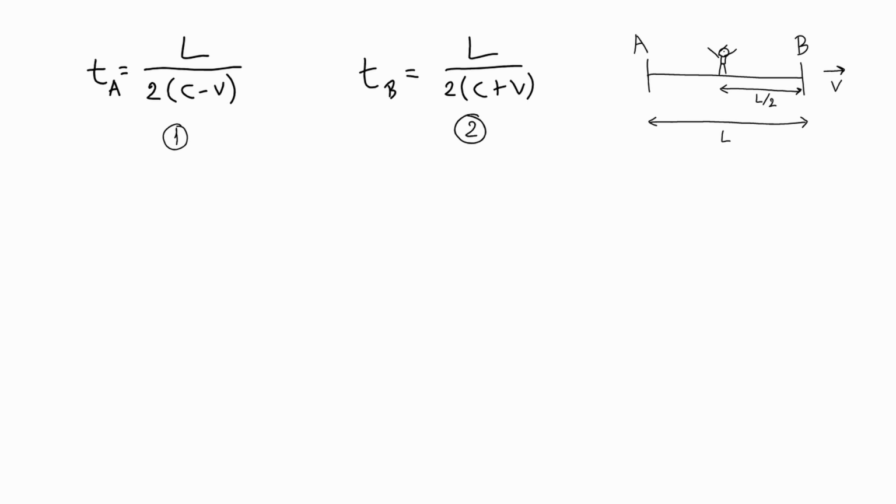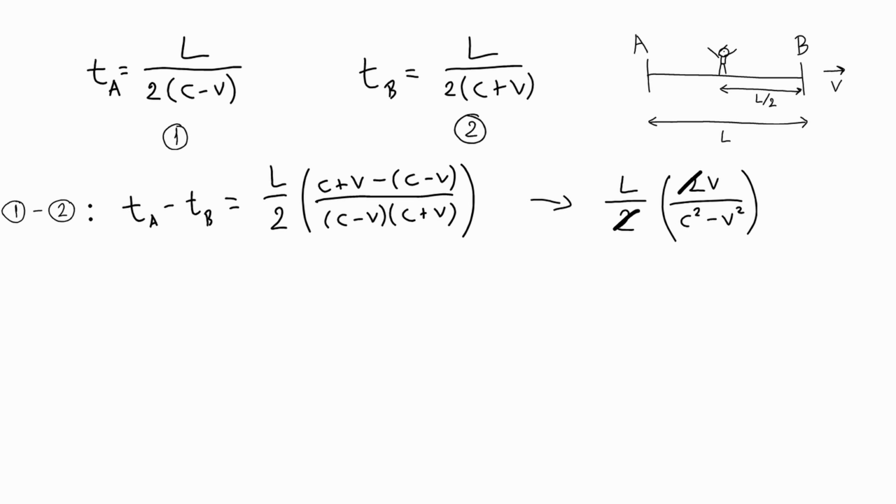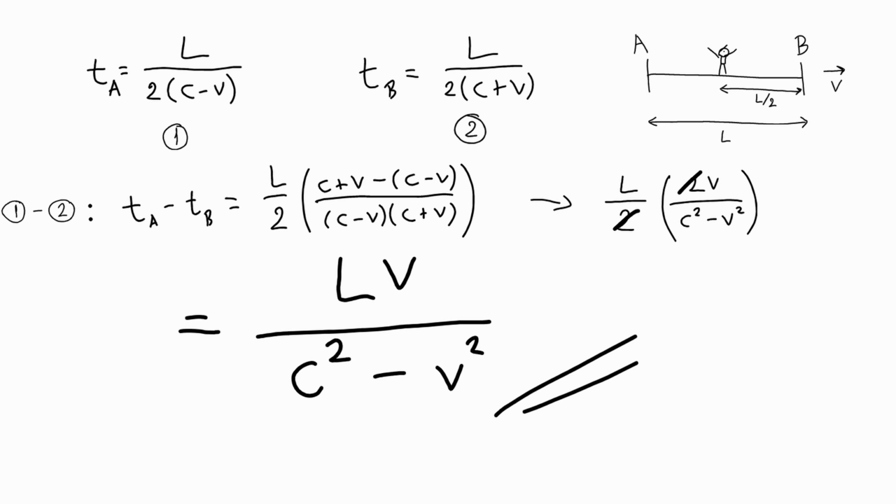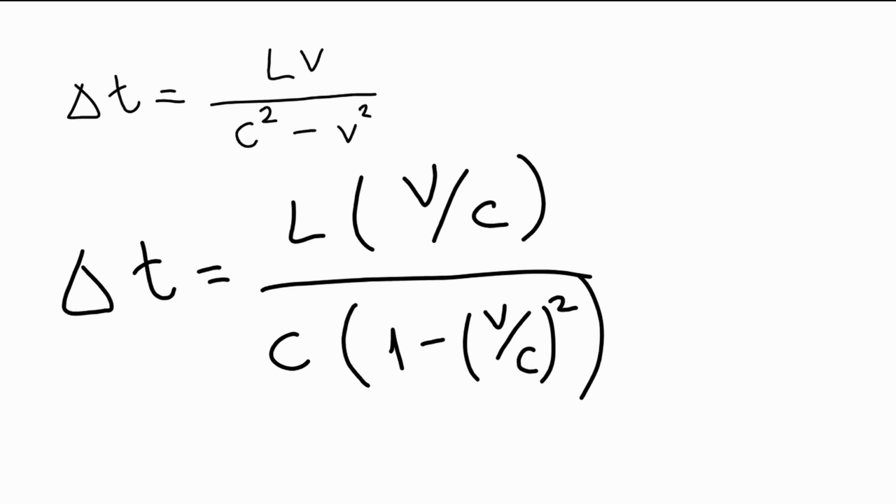So now we have these two equations. To find the time discrepancy, we take the difference of the two. Let's say equation 1 minus equation 2. So TA minus TB would be equivalent to L over 2 times ((c plus v) minus (c minus v)), all of that over (c minus v) times (c plus v). Do a bit of algebra, and we get Lv over (c squared minus v squared), and that is the time discrepancy. Let's write it another way: L(v over c) over c(1 minus (v over c) squared).